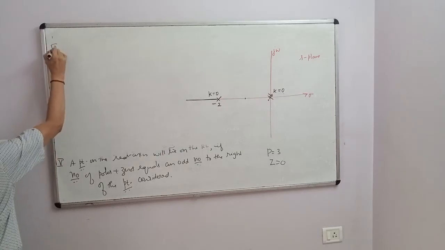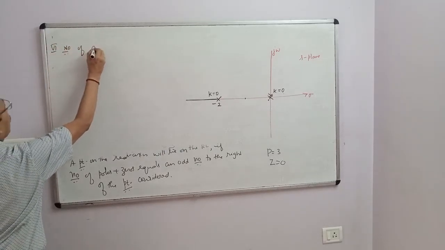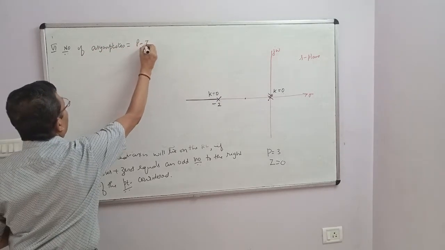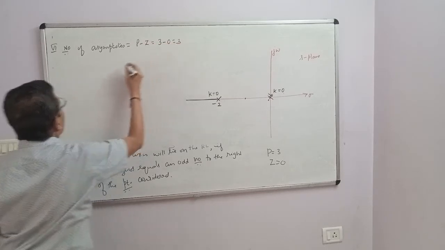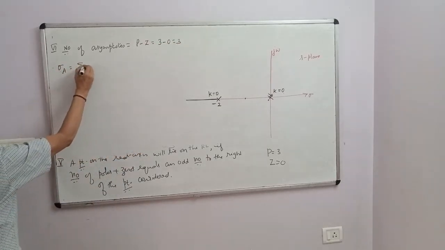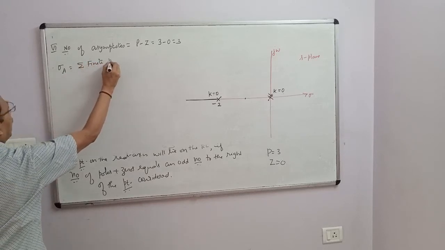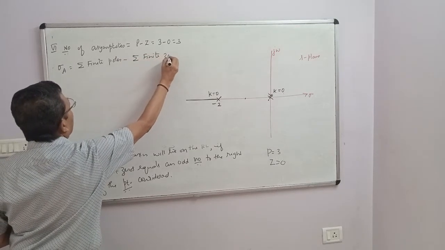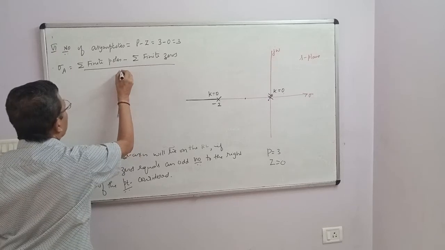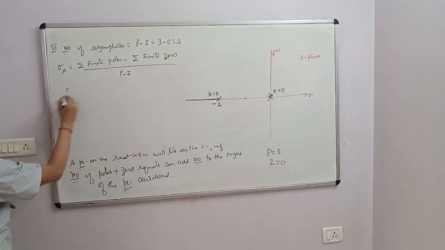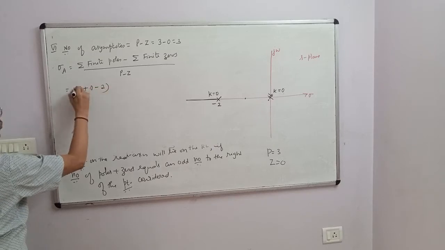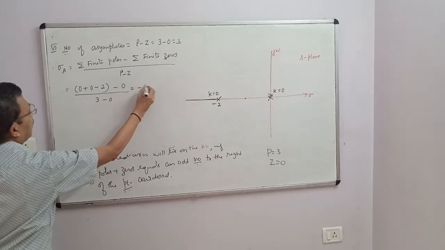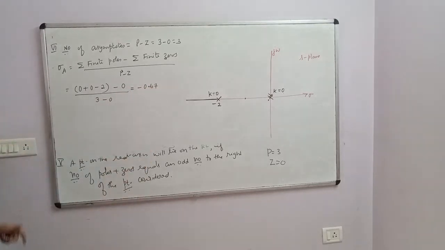Step number 6. Number of asymptotes is equal to P minus Z, which is 3 minus 0, equal to 3. Sigma A is equal to summation of finite poles minus summation of finite zeros, divided by P minus Z. Summation of finite poles means 0 plus 0 minus 2. There are no zeros, divided by P is 3, Z is 0, so minus 2 by 3, which is minus 0.67.